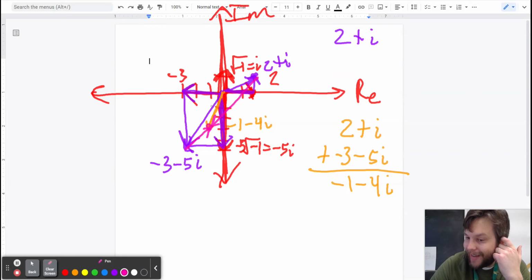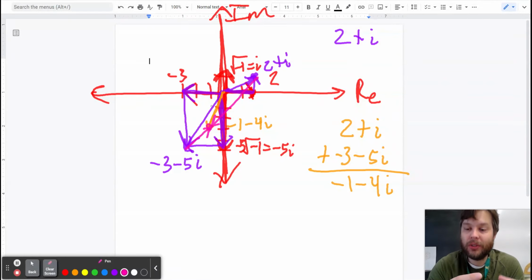What we're going to work on next is how do we multiply complex numbers, and that's where things get really interesting.